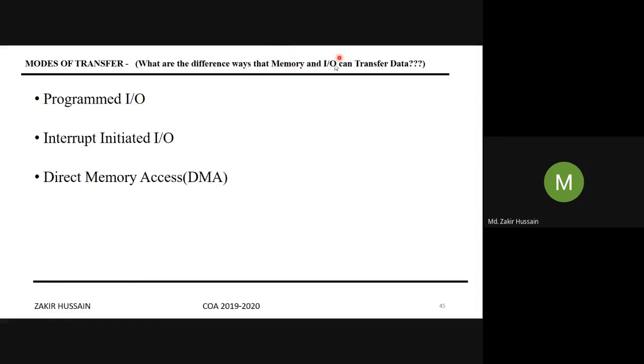This I/O, at this stage you must be knowing, is anything that is plugged into the system. So your keyboard, your hard disk, your pen drive, your USB camera, all these are I/O devices. How they communicate with each other, how they transfer the data among themselves, is the modes of transfer. There are basically three modes: one is programmed I/O, the other is interrupt initiated I/O, the other is direct memory access.